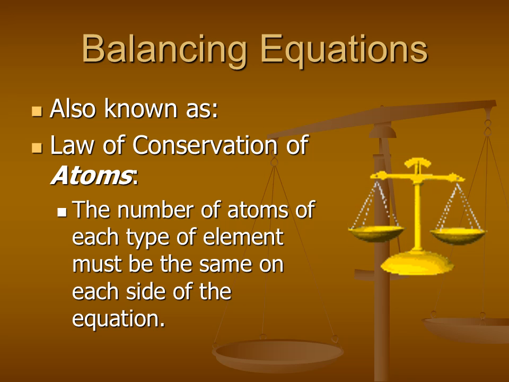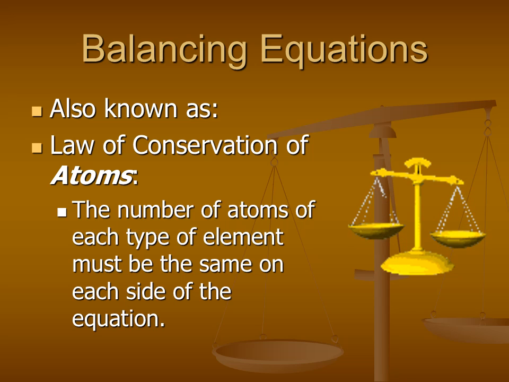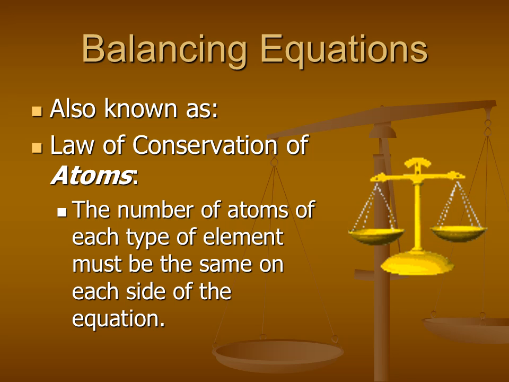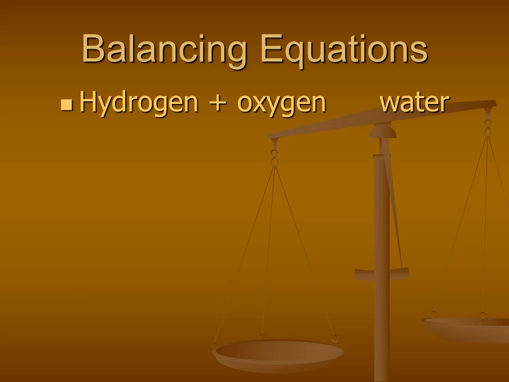The law of conservation of mass is also known as the law of conservation of atoms. So the number of atoms of each type of element must be the same on the left side and the right side of the equation. And we know that they're not always that way, but you can rearrange things to make them that way. And notice I said rearrange. We're not creating or destroying, we're just moving so that they're equal.